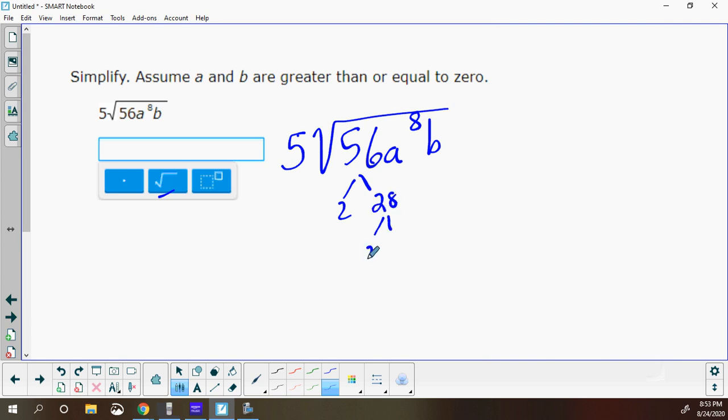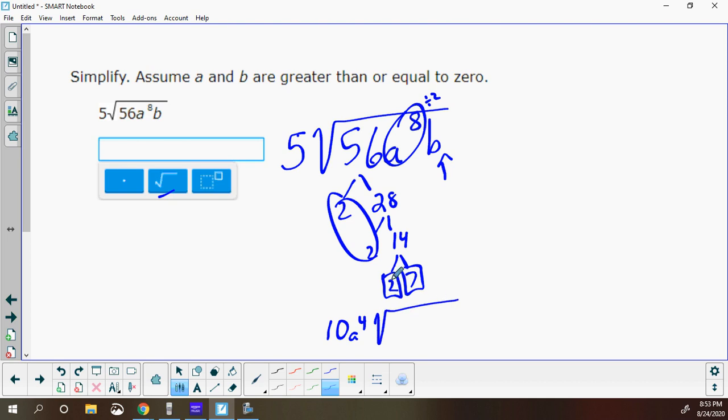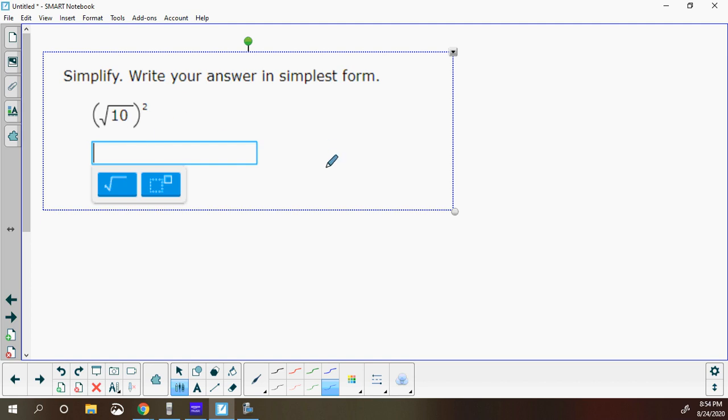28, 2, 14, 2, 7. So pair, 2 and this 7 stays behind. Shortcut, I know it'll be a to the 4th because we divide by 2. And this b is by itself, so I know it stays home. So 2 times 5 is 10. Divide by 2, so it should be a to the 4th. b stays home. 2 times 7 is 14. And there we go. All said and done. Man, I don't know why I got hung up on that 28. Shame on me.